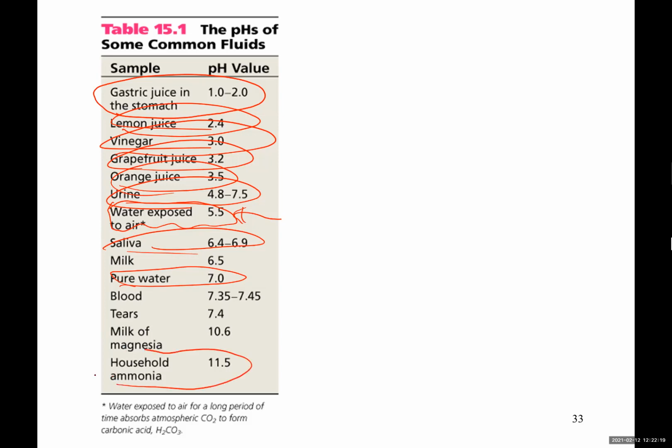Household ammonia is basic, pH 11.5. Milk of magnesia is an antacid. It is basic, pH 10.6.